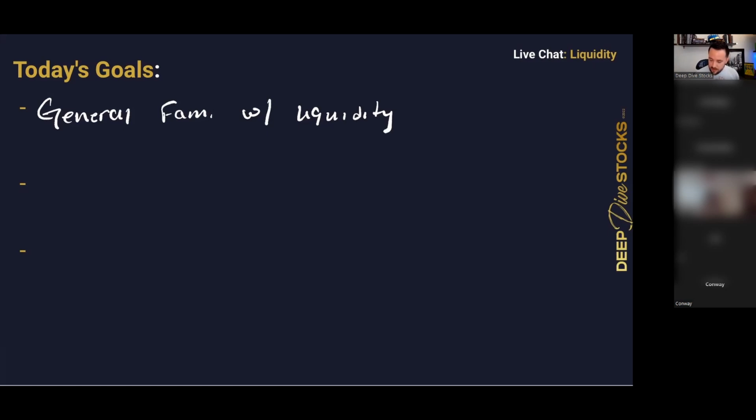Then we're going to get some practice in the second half of this talk identifying different liquidity zones. How do you spell identifying? Identifying, that's how it's spelled.